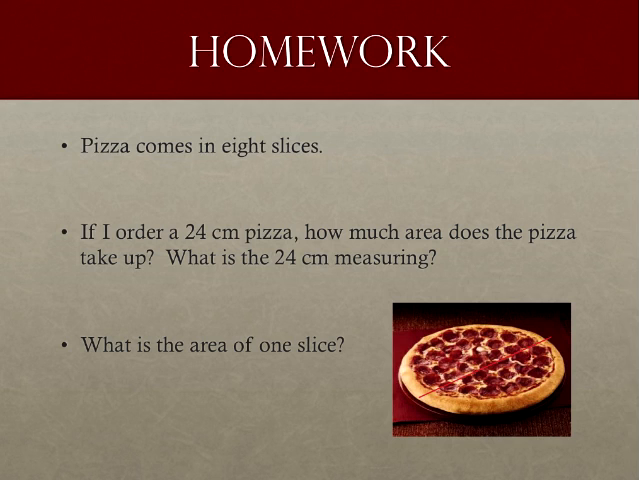If it's 24 centimeters, we're going to measure how much space it takes up. But the 24 centimeters measures diameter, so we have to actually go to a radius. We have to cut that pizza in half. What is the measurement of the radius going to be? Then once you figure out the radius, you're going to figure out your pi r squared. And then just a little extra bonus mark, what is the area of one slice?